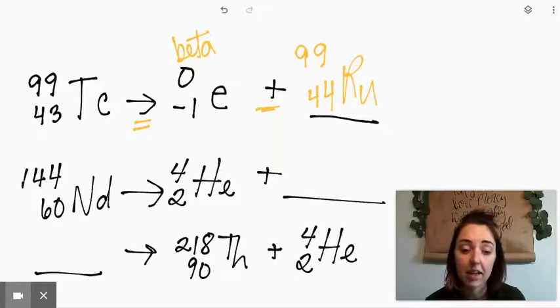This one is done. It adds up. Do a little check: 43 equals -1 plus 44. Yep, that checks out. 99 equals 0 plus 99. That works out. Okay, let's look at an alpha.